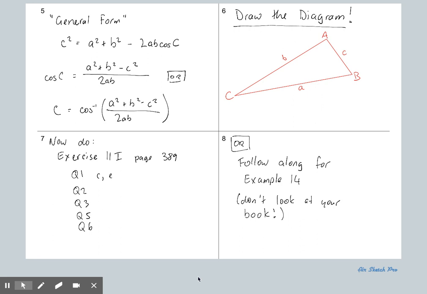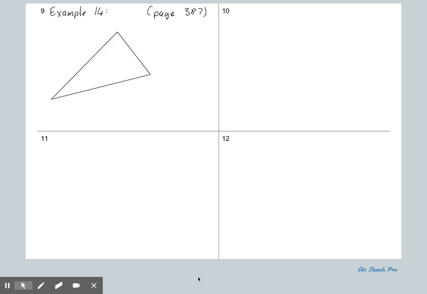Now, I'm going to go through example 14 in the textbook, but I'm going to approach it in a slightly different way from the textbook for good reasons, which I won't go into. Just to reinforce the cosine rule. So example 14 on page 387. So yeah, just whisper level if you don't mind.